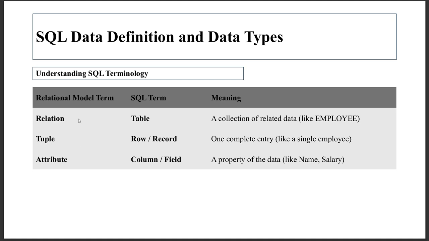So what does this relation mean? This relation defines the relationship which is present between the two entities. Entities are nothing but the tables which consist of rows and columns. So in DBMS, rows are considered as tuples and a column is considered as the attribute or a field also. So a tuple means it is a row or a record, one complete entry. Now a column or field is the attribute, a property of the data like name or salary.